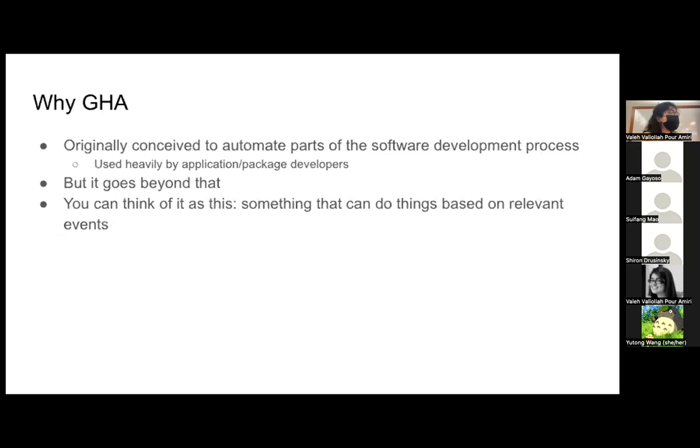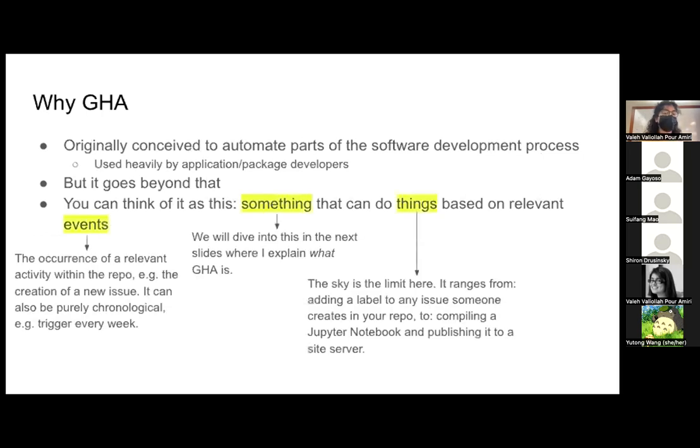Originally, GitHub Actions were conceived to automate parts of the software development process. They're used heavily by application and package developers, but it goes beyond that, and we'll see that it can have very broad use cases. In a nutshell, you can think of it as something that can do things based on relevant events, and this is intentionally vague. It will become more clear in the following slides.